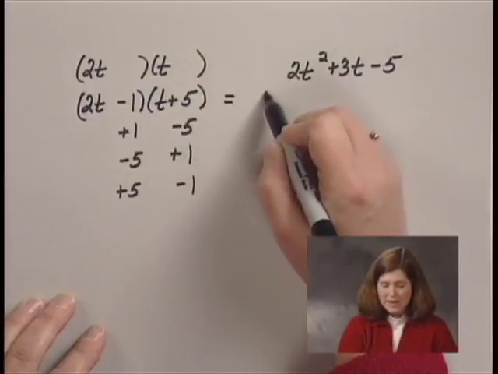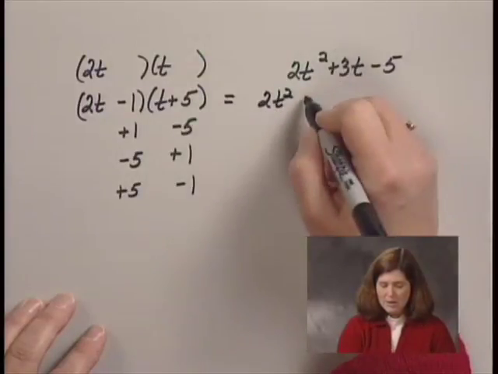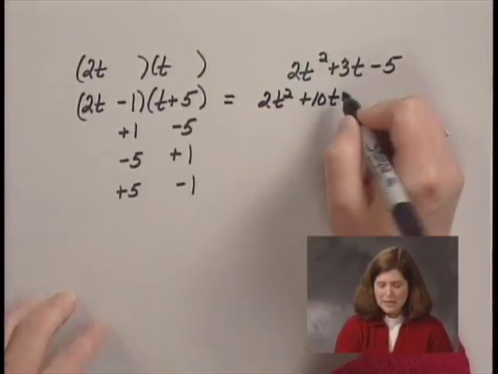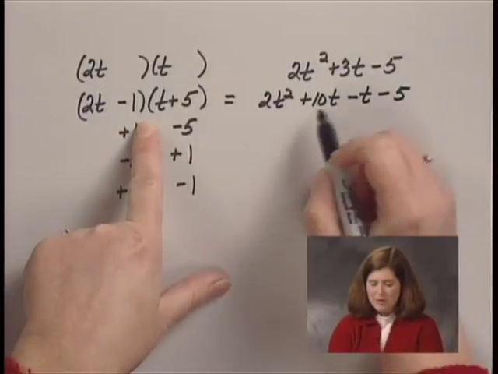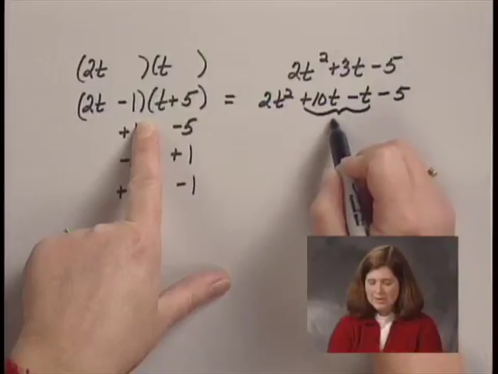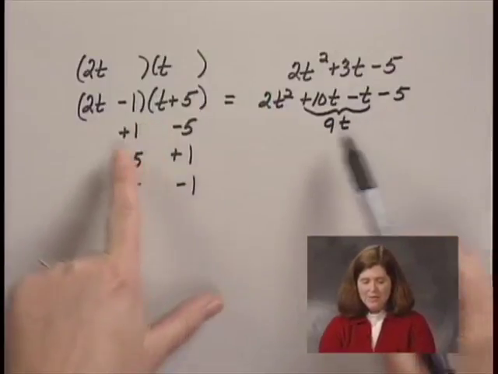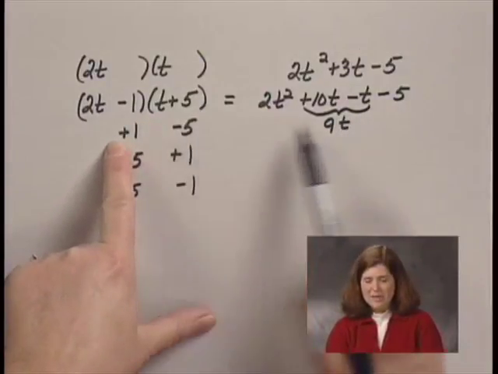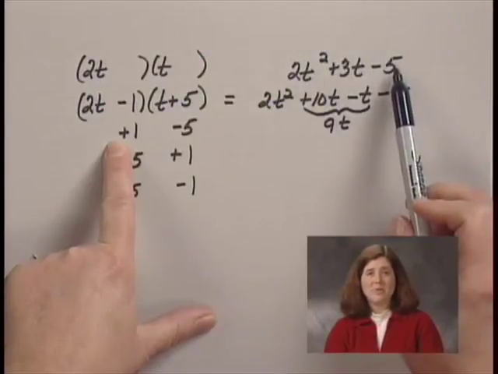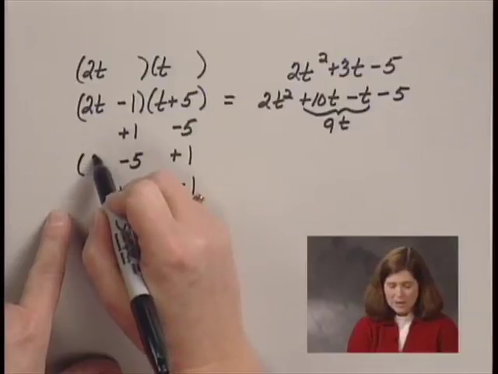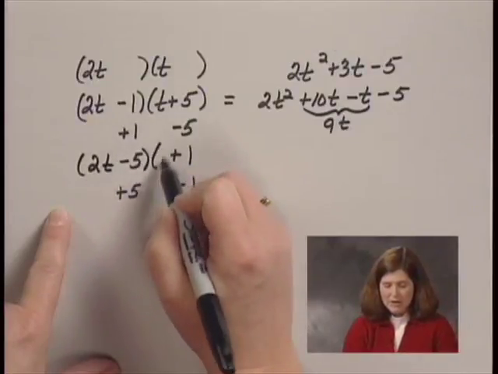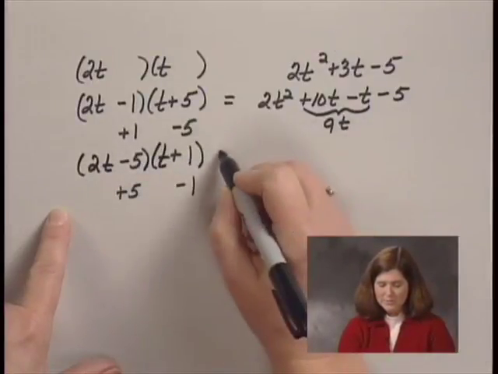When I multiply, I get 2t squared plus 10t minus t minus 5. My middle term is 9t. If I change the signs, I'll get a middle term of -9t. Neither one is what I want. So I'll go to my next part here, and I'll check 2t minus 5, t plus 1.